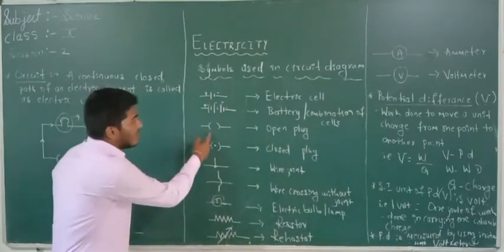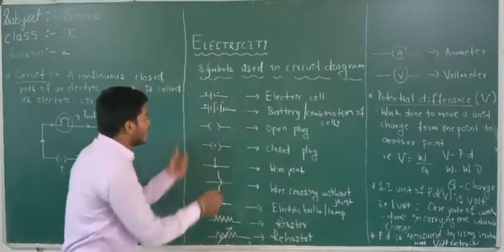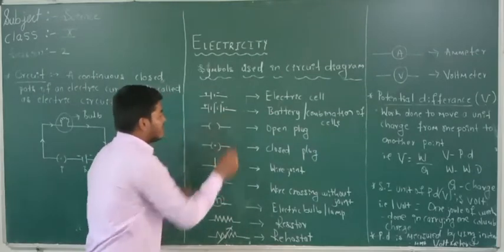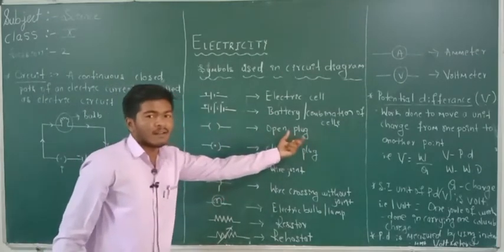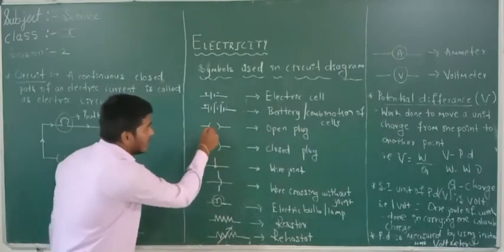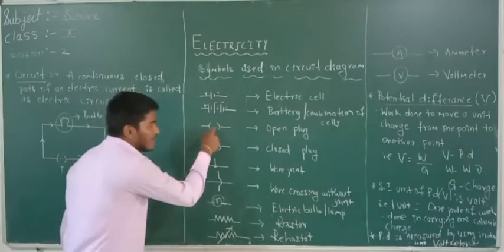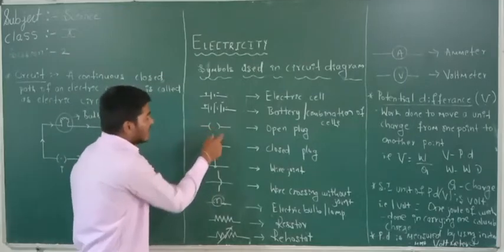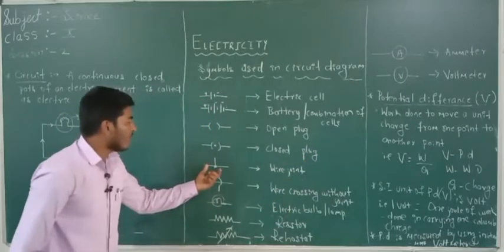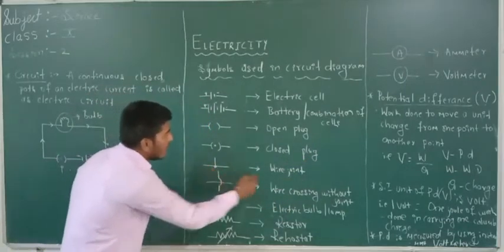Next one, see here. This is the open plug. If there is no dot, then it is an open plug. Next one is the closed plug. If the point or dot is present in this symbol, that represents the closed plug. Next, this is the symbol of wire joint.